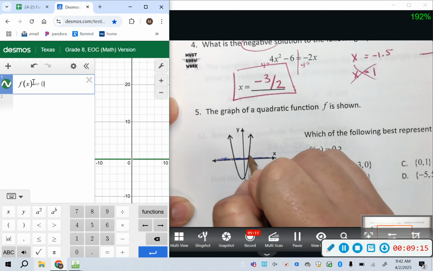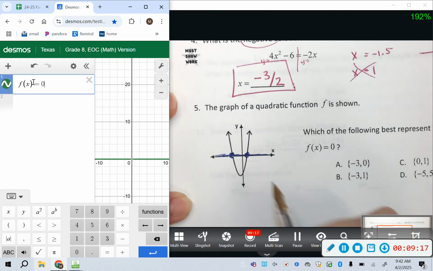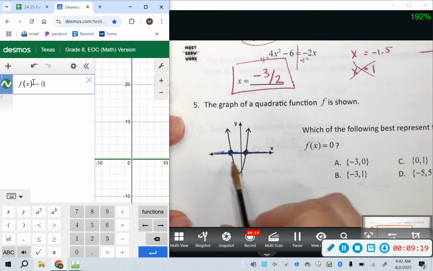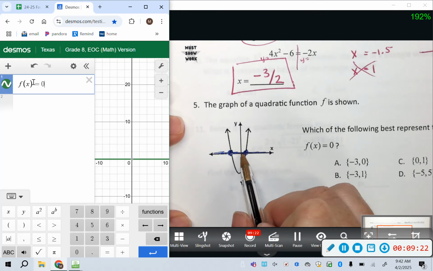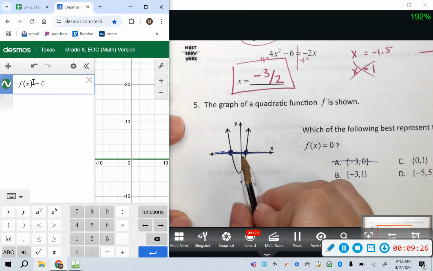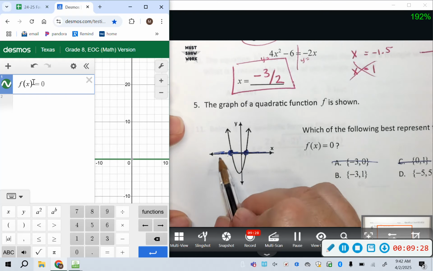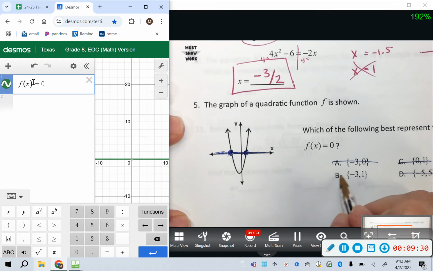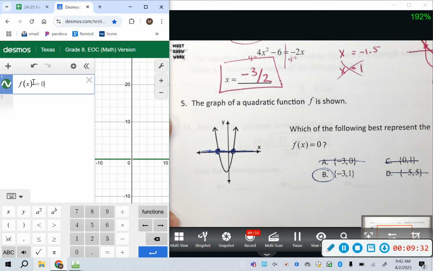So it wants to know this point and this point. Well, let's look. So negative 3, that could be that. But 0 is the origin, and that's not what that did. This is negative 3, positive 1. That could be it. 0 and 1 are not it. And then negative 5, positive 5 are not it. So B would be my answer. You're just guesstimating.